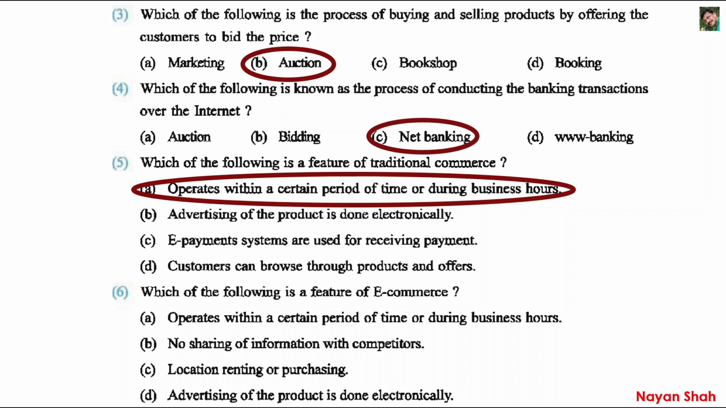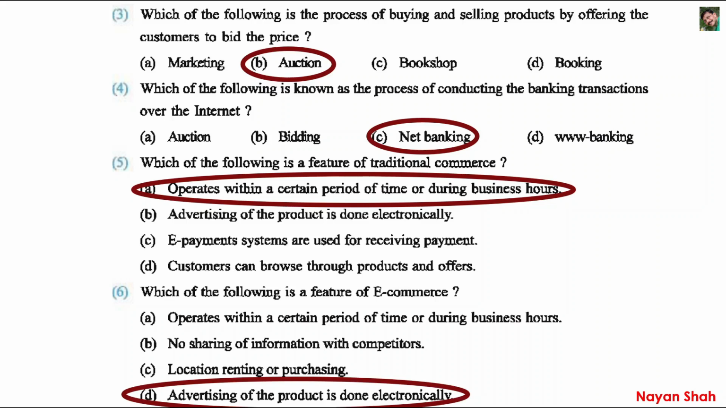Third, location renting or purchasing, that is also not required in e-commerce. There is no need of any location renting or purchasing for a shop. It is only in traditional commerce. So you can say that the first three belong to the features of traditional commerce. And the last one, that is advertisement of the product is done electronically. That is the correct answer for question number 6.